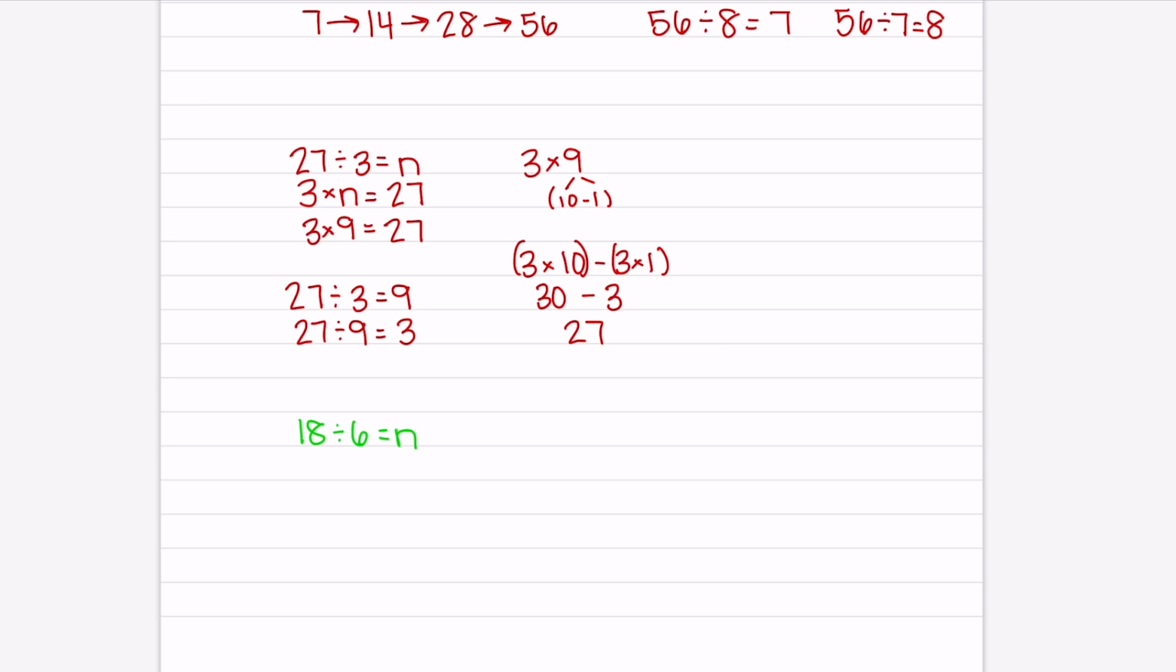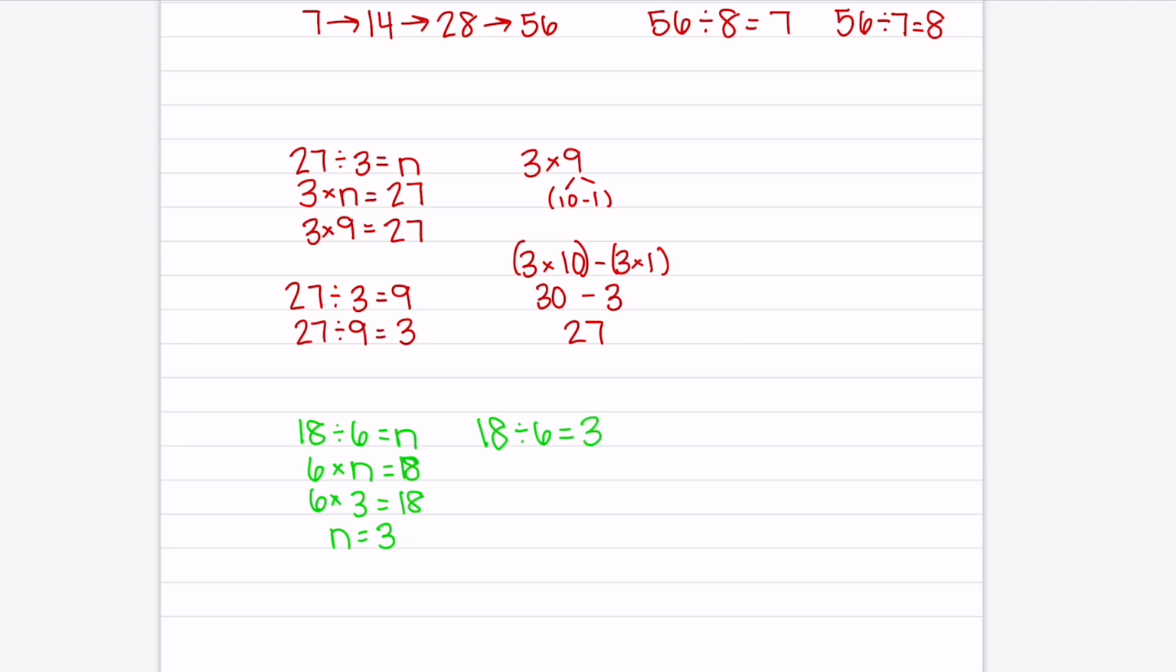Okay, so I'm going to rewrite this as a missing factor. 6 times n is equal to 18. So I know that 6 times 3 is equal to 18. So n is equal to 3. So in this situation, 18 divided by 6 is equal to 3.